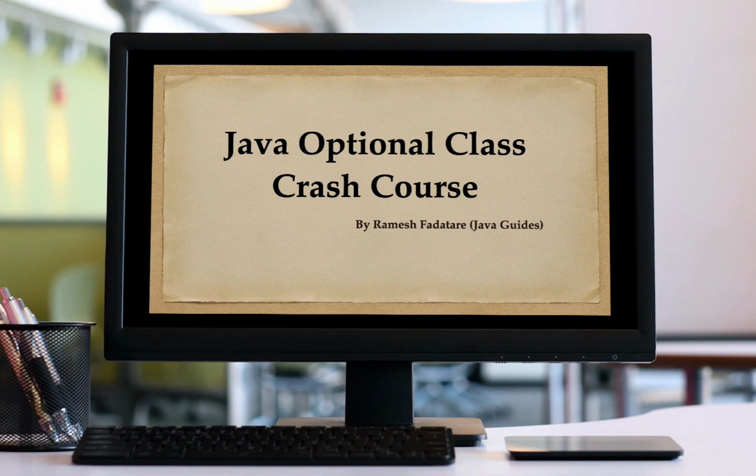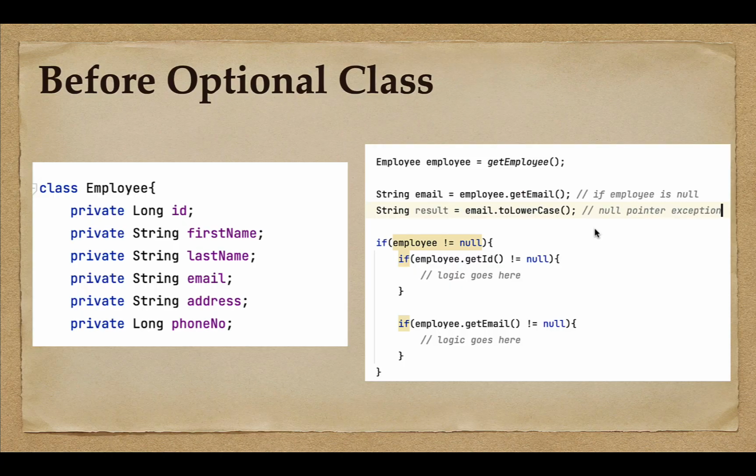All right, so in this course we're going to see how we can use the Optional class to avoid the null checks as well as null pointer exceptions. Well, why Optional class? Before Optional class we were writing a lot of null checks, right? For example, consider we have an employee class. It contains all these fields, right?